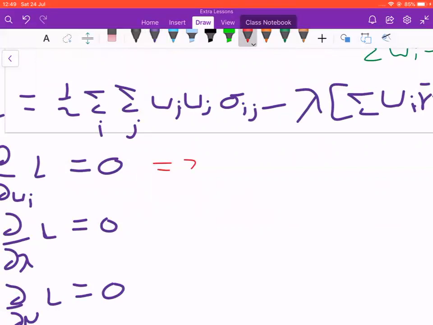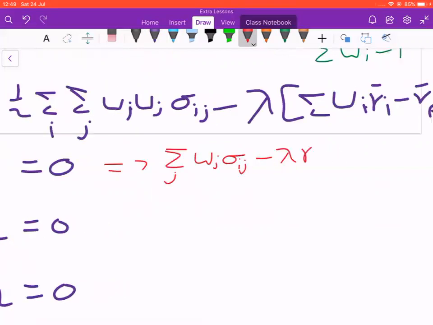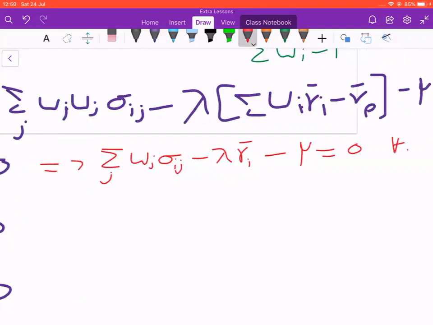This first equation over here will give you something like this. It will give you the sum over all the j assets, returns, so this is portfolio variance, covariance, minus mu, the sum of i, minus lambda. So this is for all your i's, and then you do the same for this one.